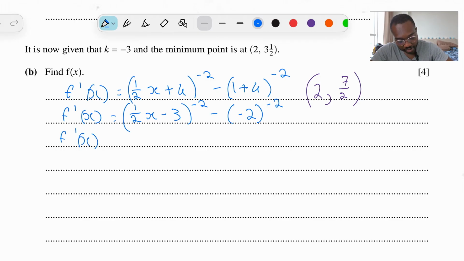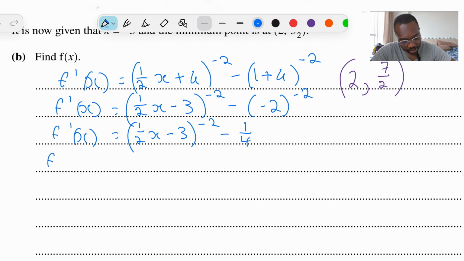Therefore, f'(x) is a half x minus 3 to the power of minus 2. Now, minus 2 to the power of minus 2 is just a positive 1 over 4. So it'll be minus 1 over 4. Okay? So let's start integrating this. So we get f of x. Okay? So we get that half x.